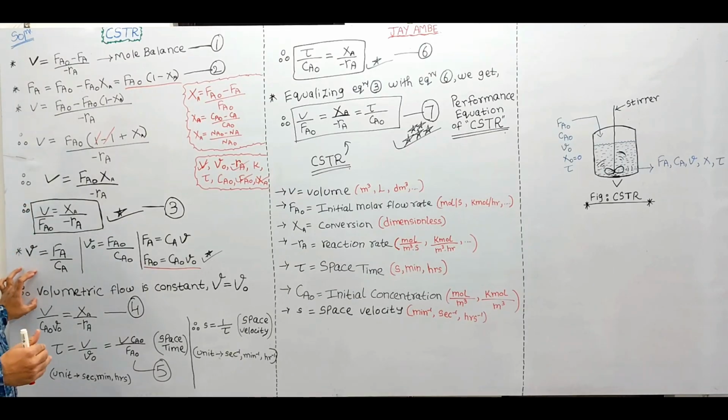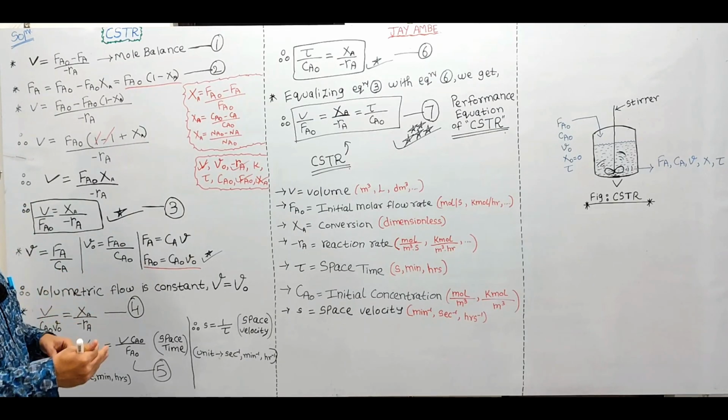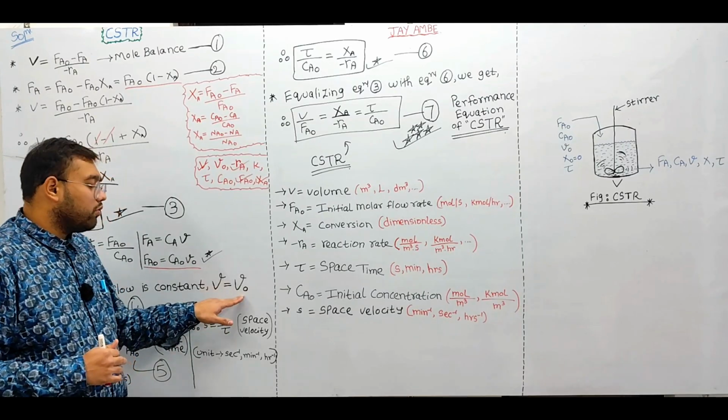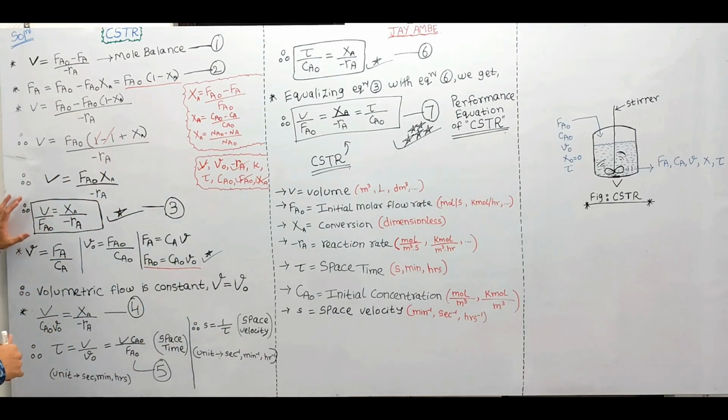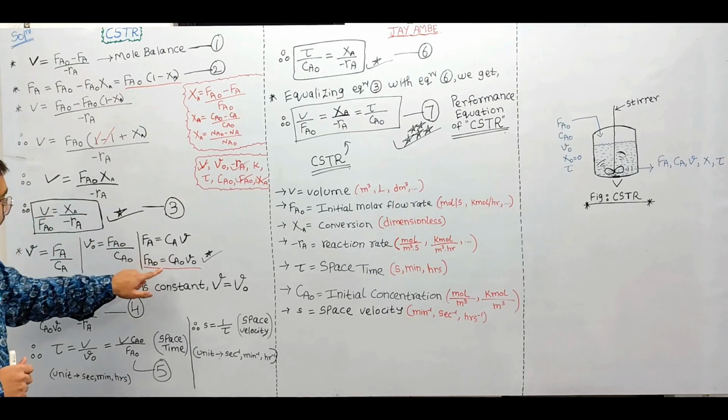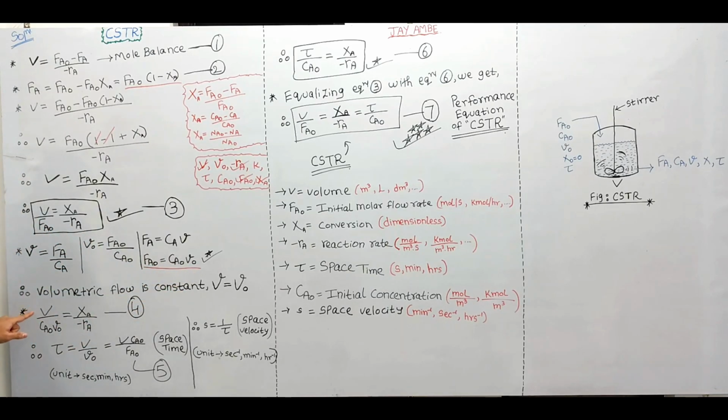Let's say we are carrying out the reaction at constant volumetric flow rate, where the final volumetric flow rate is equivalent to the initial volumetric flow rate, nu is equivalent to nu naught. Now we incorporate the value of Fa naught into equation 3. The left side stays V divided by Fa naught; substituting Fa naught with Ca naught into nu naught, V divided by Ca naught into nu naught is equivalent to the right hand side, which remains as it is, Xa upon minus Ra.